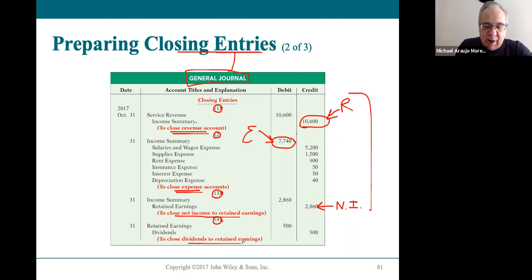Dividends closes directly into retained earnings. So retained earnings is going to get the debit that's sitting in dividends, and dividends will close on the credit side. Because again, to close an account, both the debit and credit side need to be equal. So there's zero balance in it. Right. So that's how it would look in the journal.